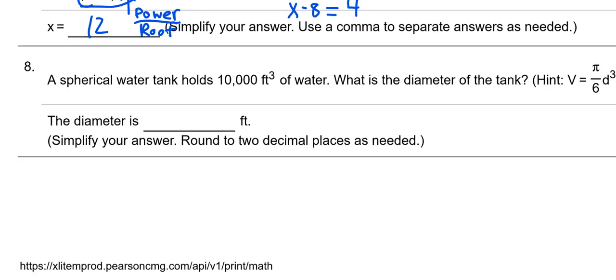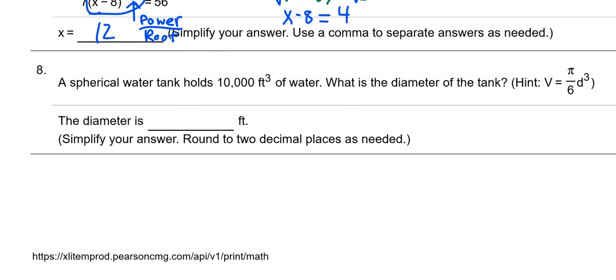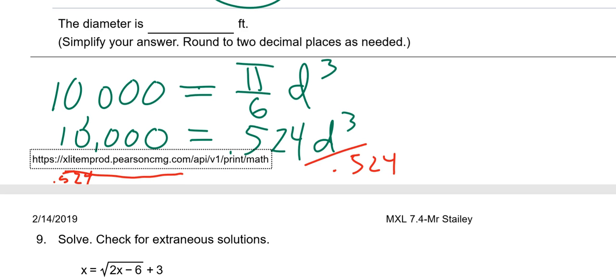Okay, question 8 here. Where do you think I need to be putting this 10,000 cubic feet? Do you think that is V for volume or D for diameter? V for volume. So anyway, you're right about division. So 10,000 divided by 0.524.